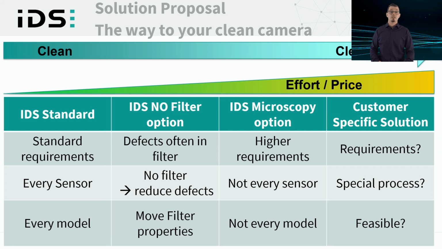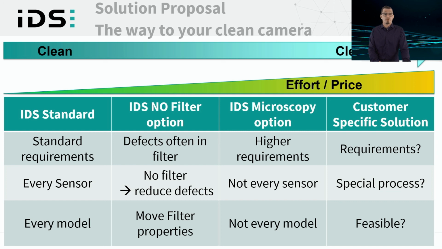If the no filter option is not clean enough or is not an option for you, then the next step is to switch to the microscopy clean option. Where in the standard cleanliness some errors are still allowed, in the MIG option, defects or errors should be ruled out. It is important to note, however, that not all sensors can be offered with a MIG option and not all models are suitable here. For more information, please contact here our sales and our product management team.